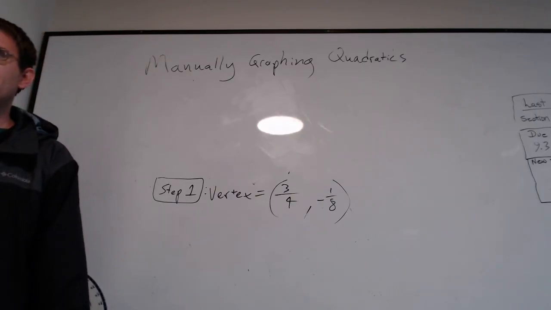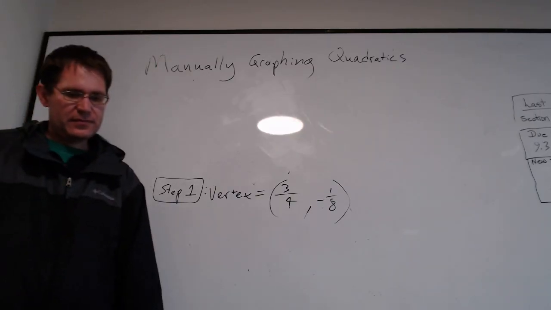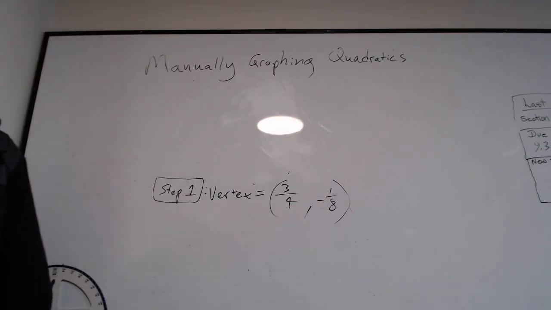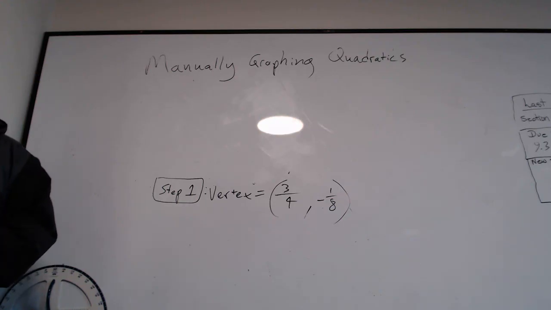I have a question for the class. Does anybody recognize -b/2a? Have they seen that before? Negative b. Where else do you find -b and 2a? I'm not sure.